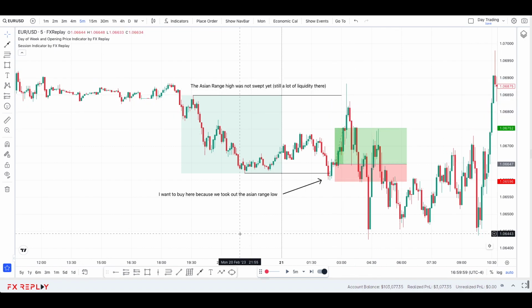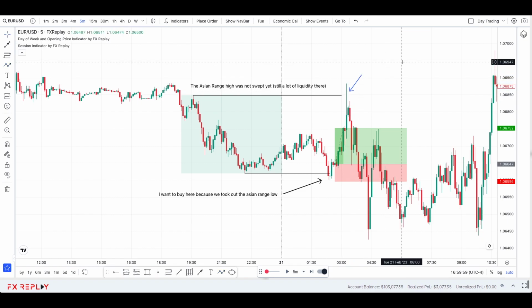It's not a perfect rule, of course. In trading, we're always talking about probability, nothing else. So study that in your journal, and you'll see that in most of your winning trades, the opposite side of the Asian range was probably not taken out yet.